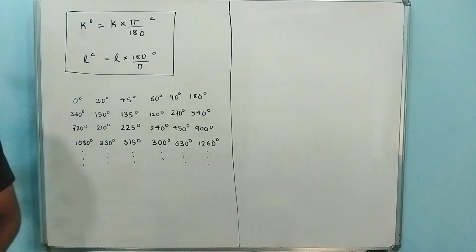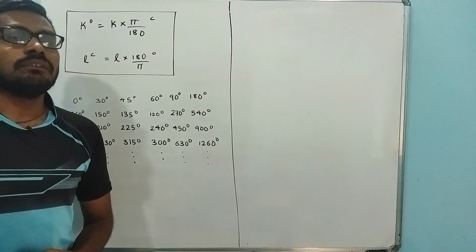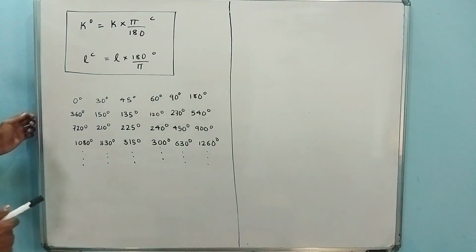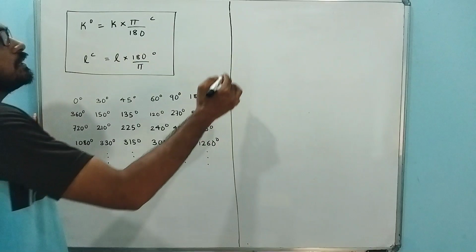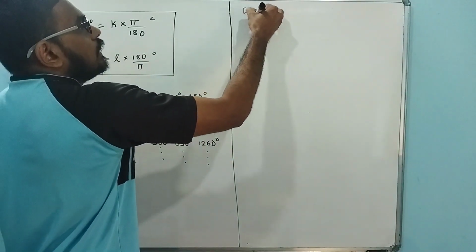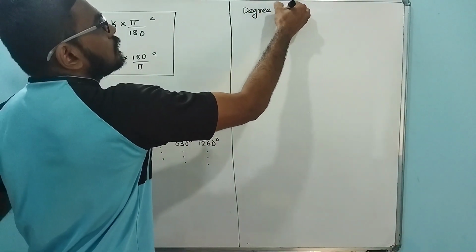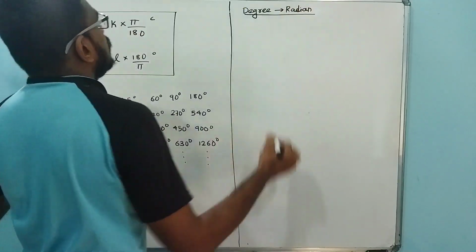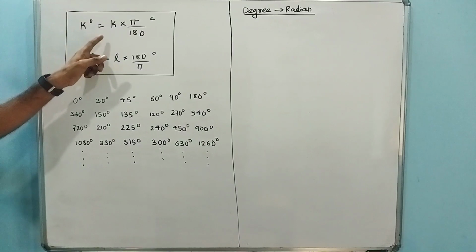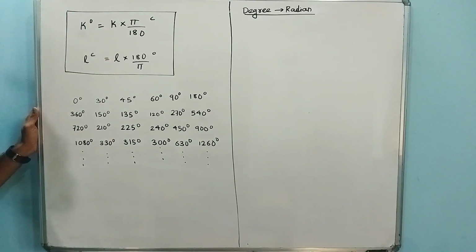So today we'll learn how to convert angles from degrees to radian measures and vice versa. And we'll focus only on the standard angles and their multiples. Okay. So first, degree to radian. The formula is like this: k degree is equal to k into pi upon 180 radians.